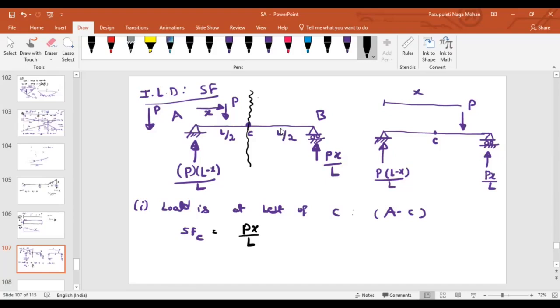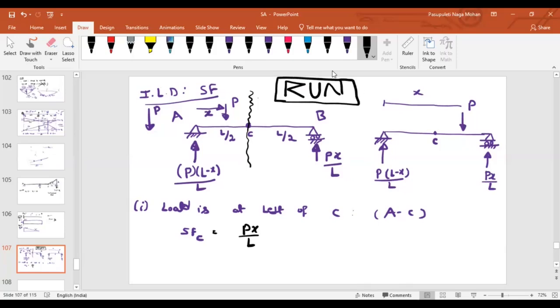Upward positive. What is the sign convention for the shear force diagram? Left side upward positive. For the right side, you have to remember RUN. It is simple to remember, right? R represents right side, U represents upward, N represents negative. If you are looking on the right side and the force is upward, you have to take it as negative. So I'm looking at the right side and my force is upward. So I have to take it as negative.